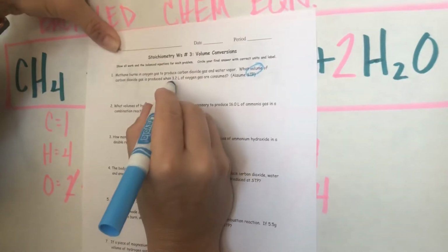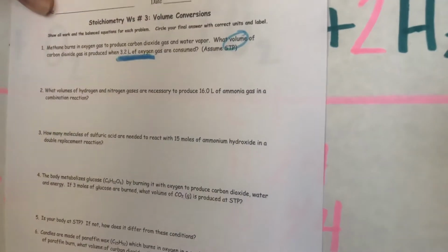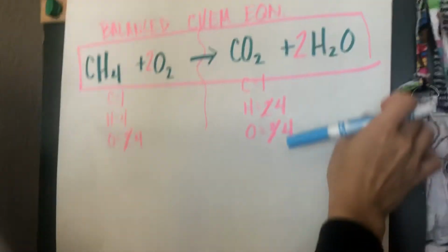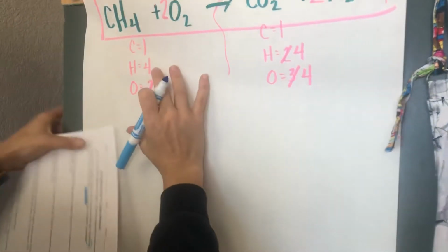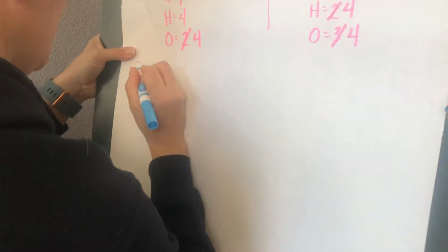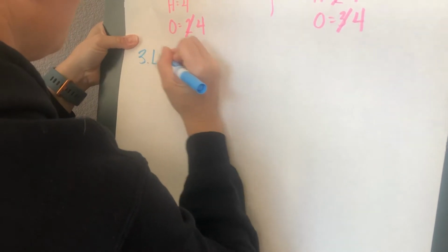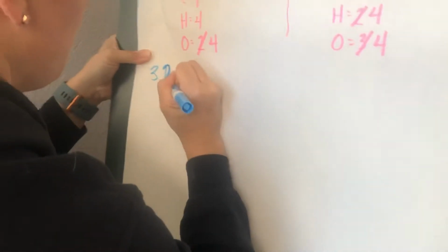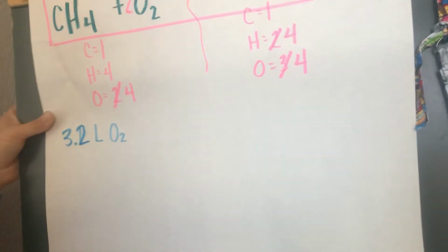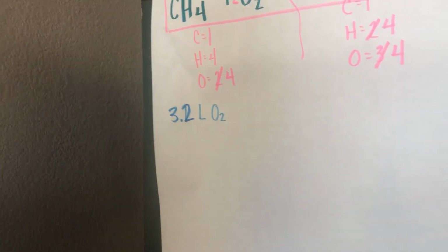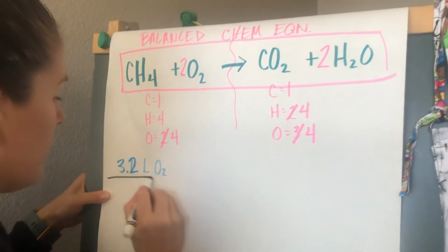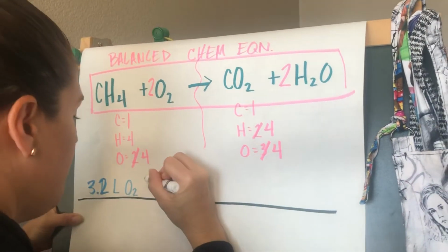So this is what we're given, this is what we know: 3.2 liters of oxygen gas. That's where we're going to start from. We know that we have a lot of things going on here. 3.2 liters of oxygen gas. Okay, I need a black marker. And then I have to make my railroad tracks that you love. I don't know if I need it that long, but that's how long it is.